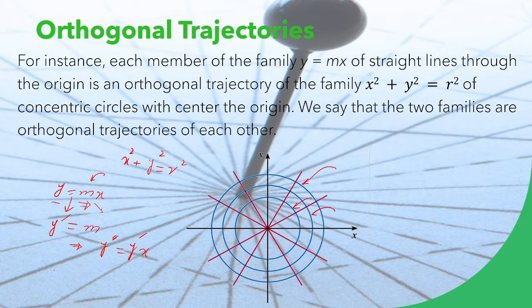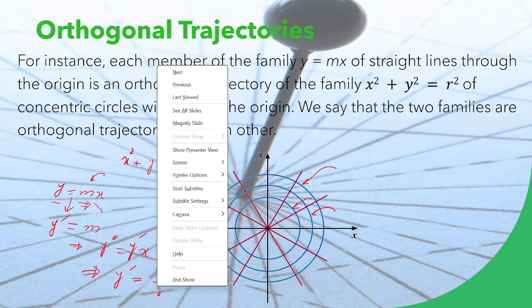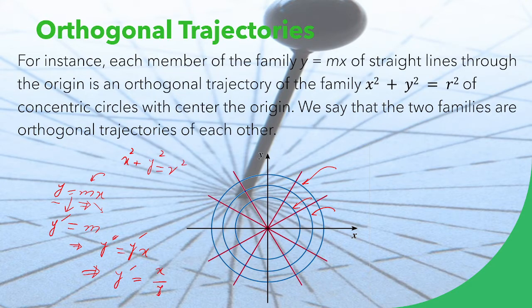Now from here, if we form the differential equation for this, the differential equation will be y dash is equal to x divided by y. This is the differential equation which will represent these straight lines. Okay. Now we have the equation, dy by dx that is equal to x by y. That's the differential equation which represents these straight lines in the red color.